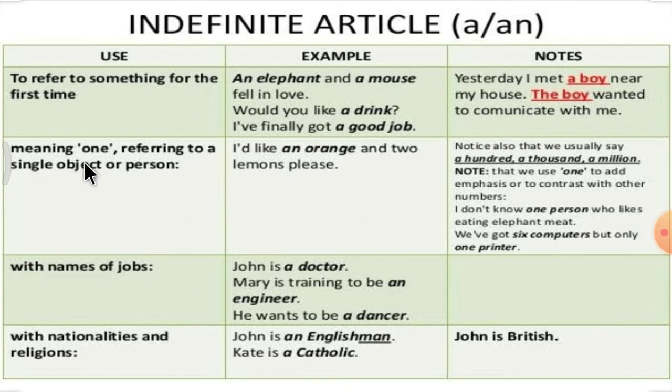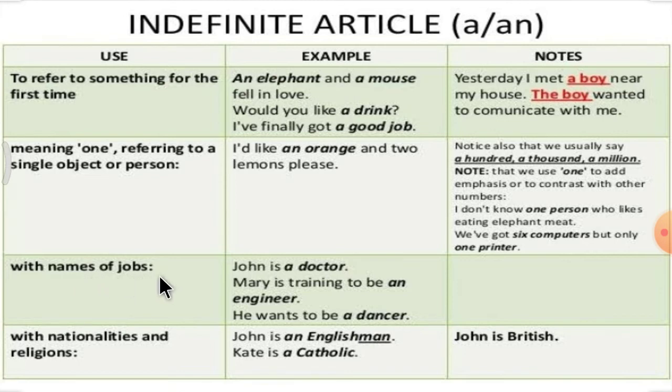Okay, let's see use number 2, meaning one, referring to a single object or person. Let's see the example. I would like an orange and 2 lemons, please. Here an orange means only one orange. Notice also that we usually say a hundred, a thousand, a million, but that we use one to add emphasis or to contrast with other numbers. I don't know one person who likes eating elephant meat. We have got 6 computers but only one printer. So here we will not use a or an. Why we will not use that, I will tell you later.